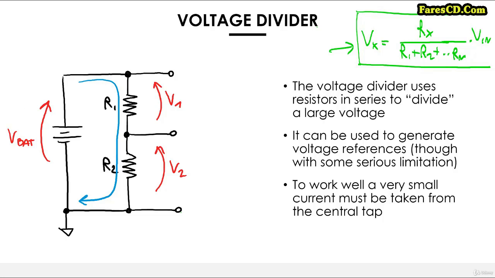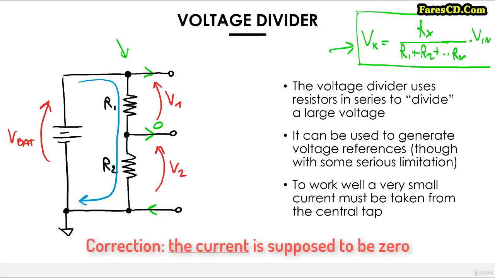For this example, what that means is that the current given or taken by the central terminal is equal to 0. It doesn't matter what happens at the top terminal or the bottom terminal. They can have as much current as they want because they're connected straight to a battery, so the battery will guarantee that the voltage stays the same. But the current in the central terminal is supposed to be 0. If that is not the case, your equation is not valid anymore.